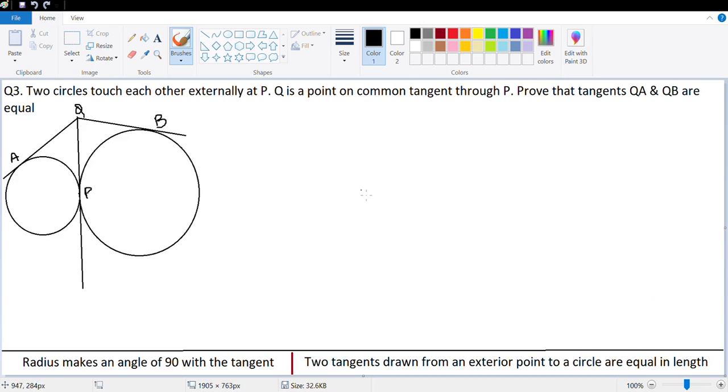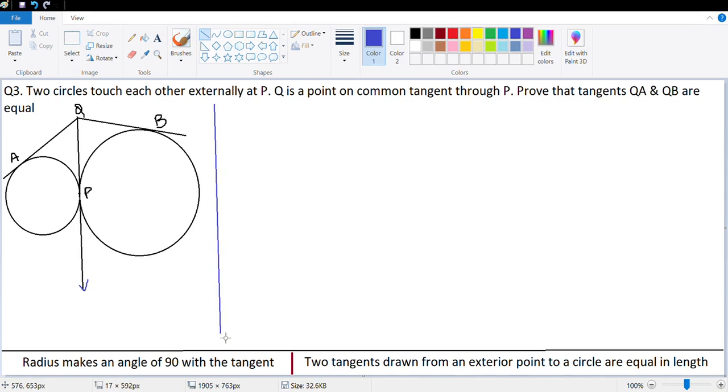The next question that we do is question number 3. It says two circles touch each other externally at point P. So diagram is given, these two circles are touching each other at point P. Q is a point on common tangent. So what they're saying is this is a common tangent which they've drawn. Prove that tangents QA and QB are equal. So we need to prove that QA is equal to QB.